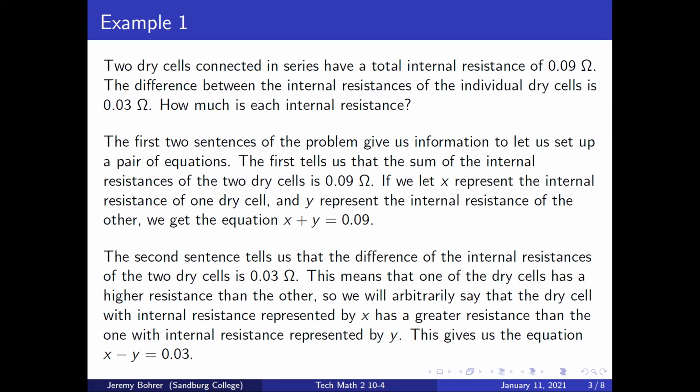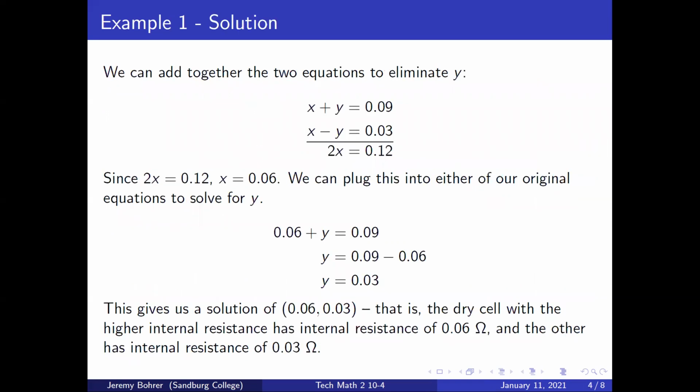If we let X represent the internal resistance of one dry cell and Y represent the internal resistance of the other, we get the equation X plus Y equals 0.09. The second sentence tells us that the difference of the internal resistances of the two dry cells is 0.03 ohms. This means that one of the dry cells has a higher resistance than the other. So we will arbitrarily say that the dry cell with internal resistance represented by X has a greater resistance than the one with internal resistance represented by Y. This gives us the equation X minus Y equals 0.03.